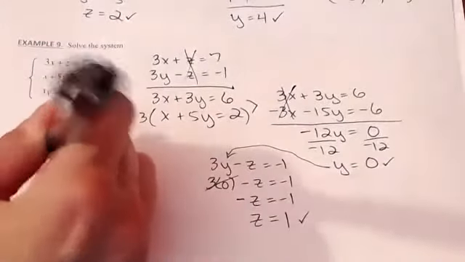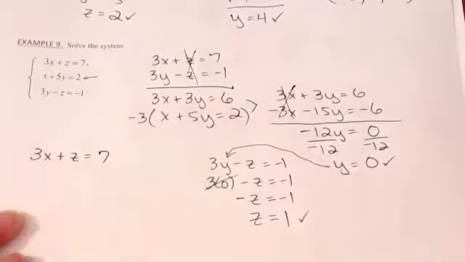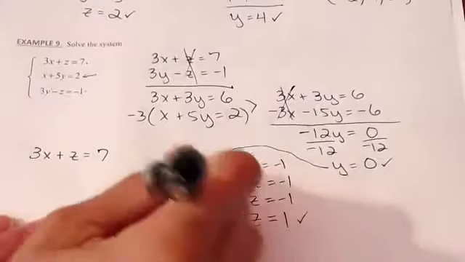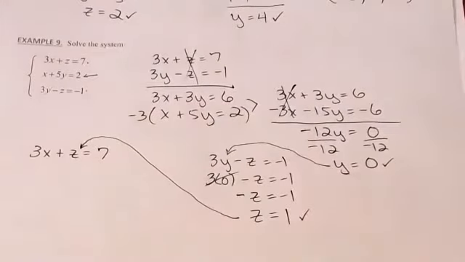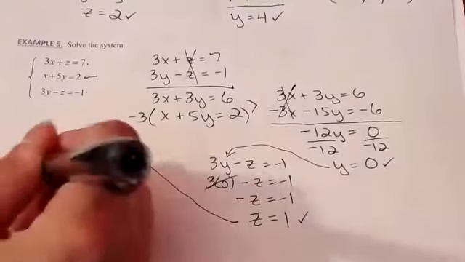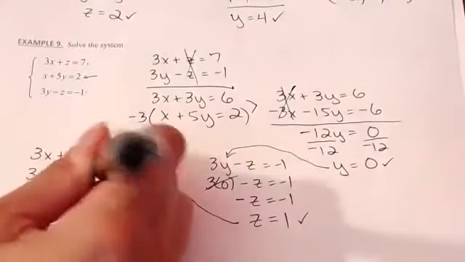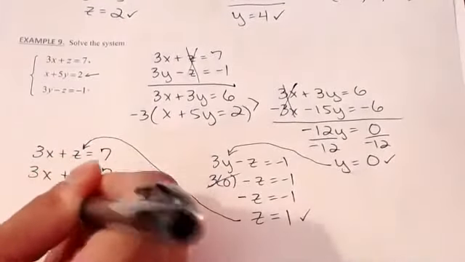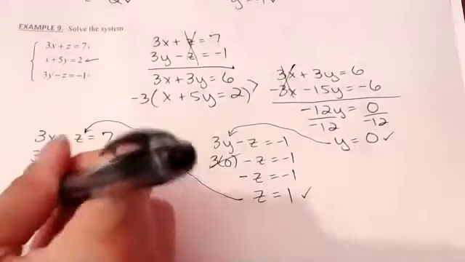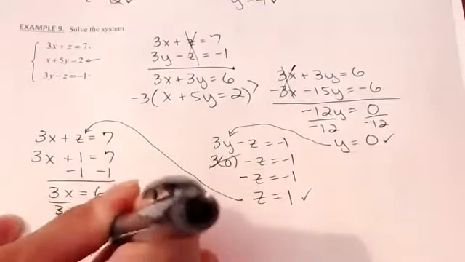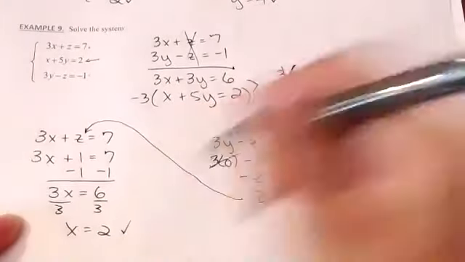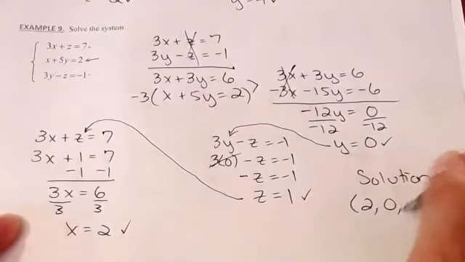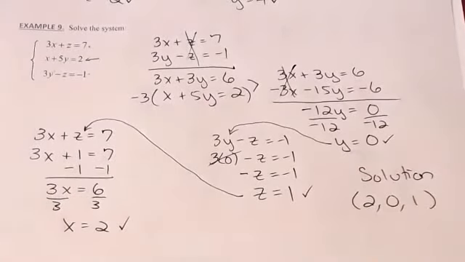So we have 3x... Wait. Why? No, trust yourself. You're right. We have 3x plus z is equal to 7. I know z. The only thing I'm missing is x. So if I do this, 3x plus 1 is equal to 7, I can solve for x. You were right. Trust yourself. 3x is equal to 6. Divide by 3, and bam, I've just solved for x. So my solution is going to be 2, 0, 1. And there you have it.